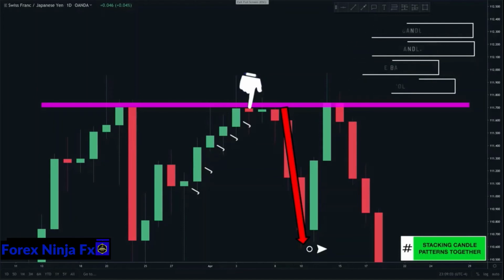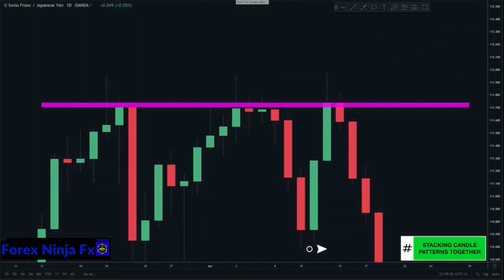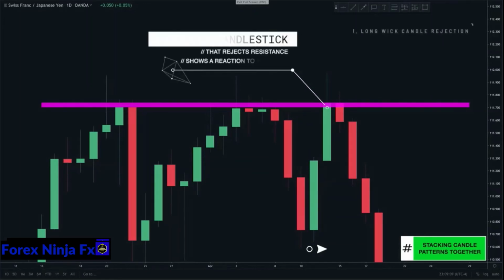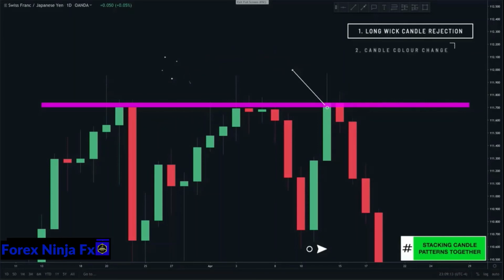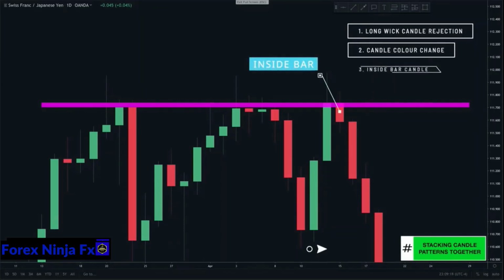Now, the same thing occurred again once price came back up. First, we had a candle with the wick sticking out, showing a reaction to the level. This was then followed by a candle color change to red after green candles, and then a perfect inside bar candle.